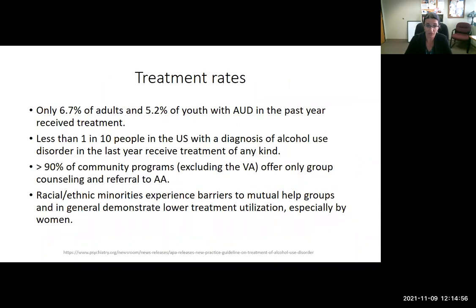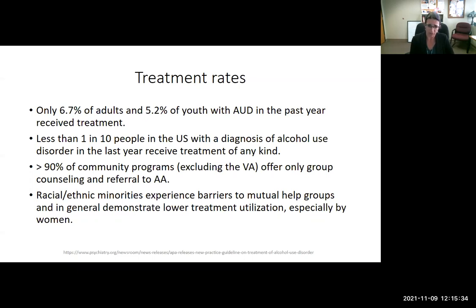So what treatment can we offer? Treatment rates in the US, and really globally, are pretty dismal. The data shows that only 6.7% of adults and 5.2% of youth with alcohol use disorder in the past year received treatment. Less than 1 in 10 people in the US with a diagnosis in the last year received treatment of any kind. Over 90% of community programs outside of the VA offer only group counseling and referral to AA, so they don't involve medication or more integrated care, which we'll talk about the benefits of.